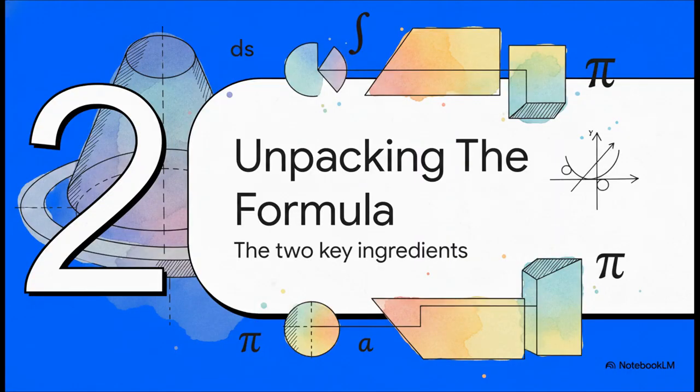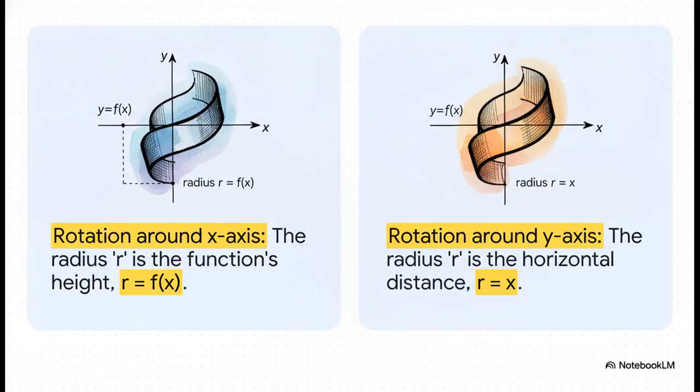Now let's see how that spinning ribbon idea turns into a proper formula that we can actually use to solve some problems. Now this is probably the most critical part you need to get right, the radius. It's not always the same. It completely depends on which axis you're spinning around. If you rotate around the x-axis, your radius at any point is just the height of the function, f of x. But if you rotate around the y-axis, the radius becomes the horizontal distance from the axis, which is just x. Getting this right is half the battle.